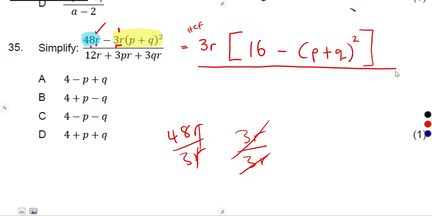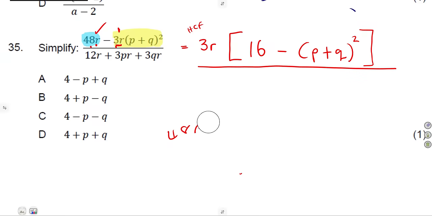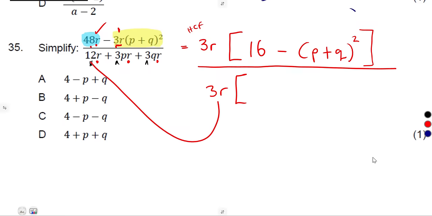In the denominator, we can see that we have the same 3 common throughout. There is 3 in 12, guys, remember? So we can factor out 3. R is also common. There is R here, there is R here, there is R here. So 3R is common in the denominator. So let's divide 12R by the one that we factored out, 12R over 3R, that was going to give us 4.